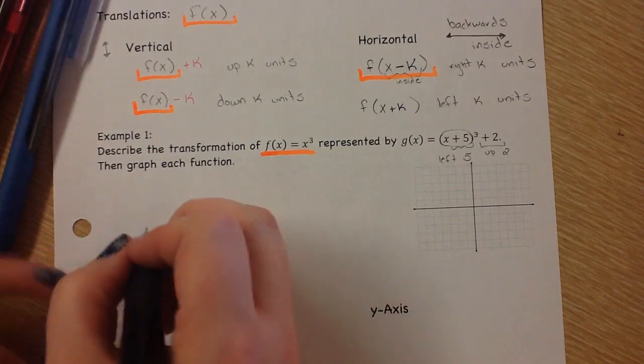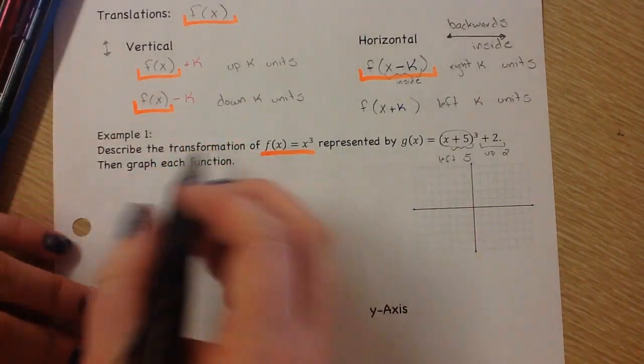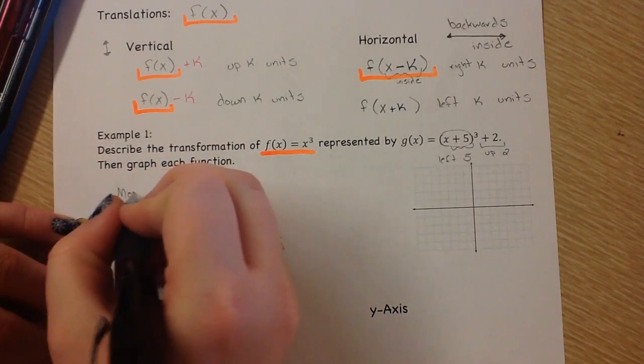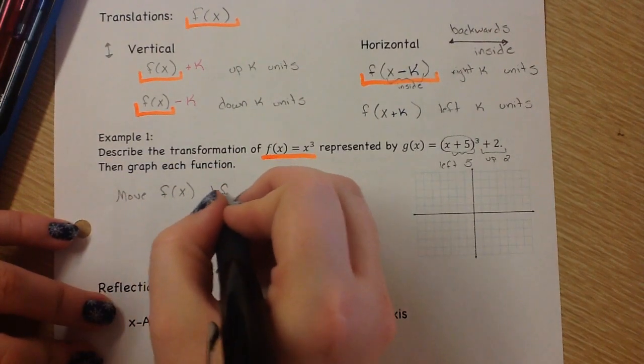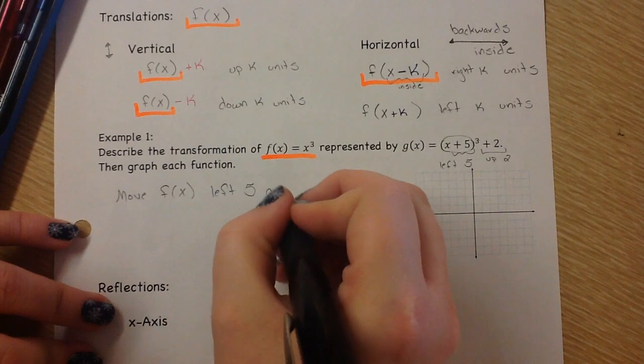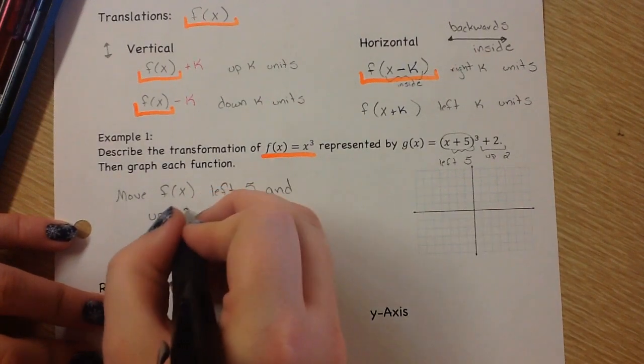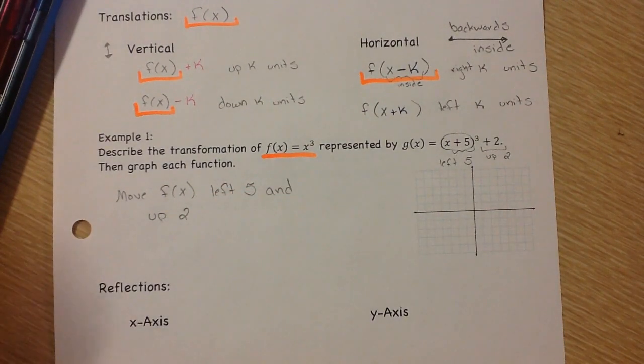So what g of x is going to do is move the f of x function left 5 and up 2. It says then graph each function.